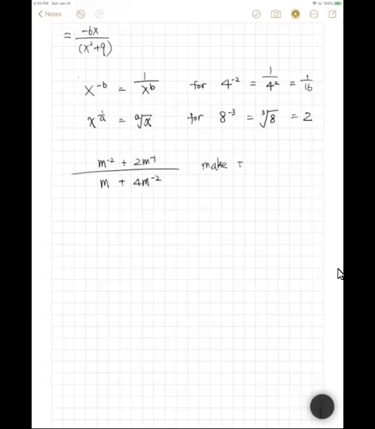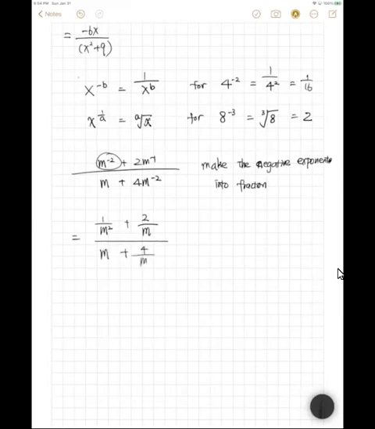So what if our fractions contain negative or fractional exponents? What you would do is convert the negative exponents into fractions. Okay, m to the negative 2 equals what? 1 over m squared. Remember, when you see a negative sign in the exponent, that means 1 over whatever that is. And then plus 2m to the negative 1, that is equal to 2 times 1 over m, which is 2 over m, and then m plus 4 over m squared.